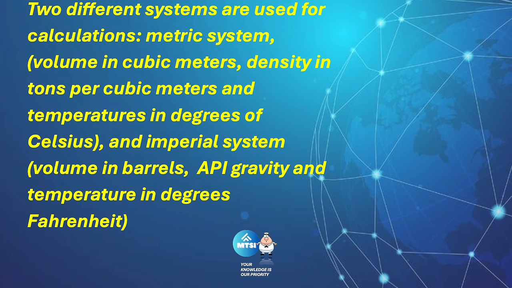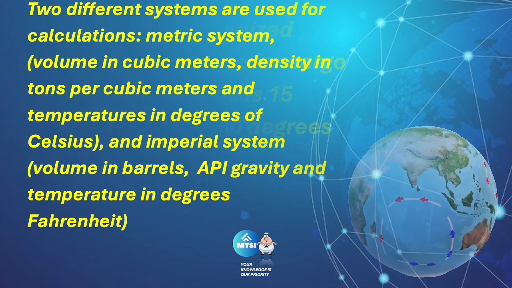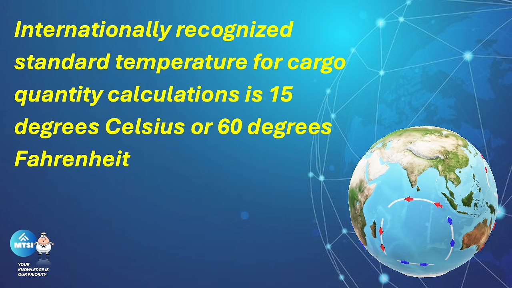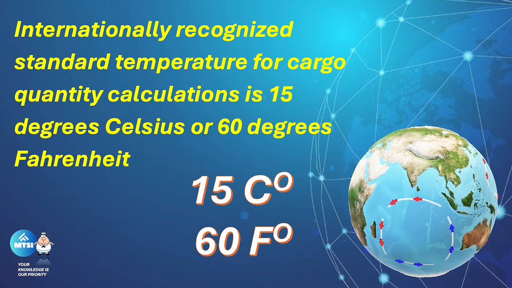Two different systems are used for calculations: the metric system, with volume in cubic meters, density in tons per cubic meter and temperature in degrees Celsius, and the imperial system, with volume in barrels, API gravity and temperature in degrees Fahrenheit. The internationally recognized standard temperature for cargo quantity calculations is 15 degrees Celsius or 60 degrees Fahrenheit.